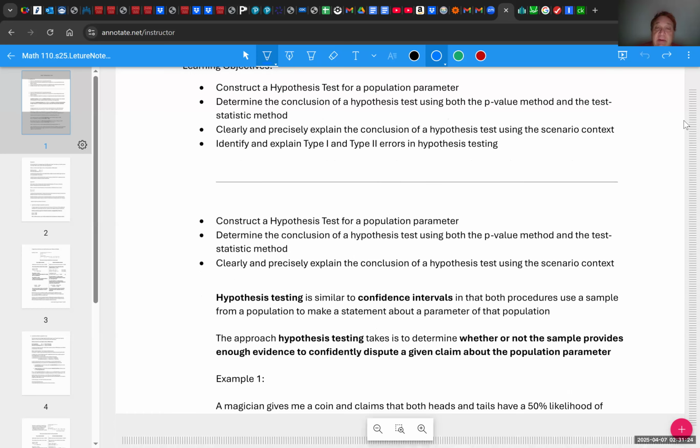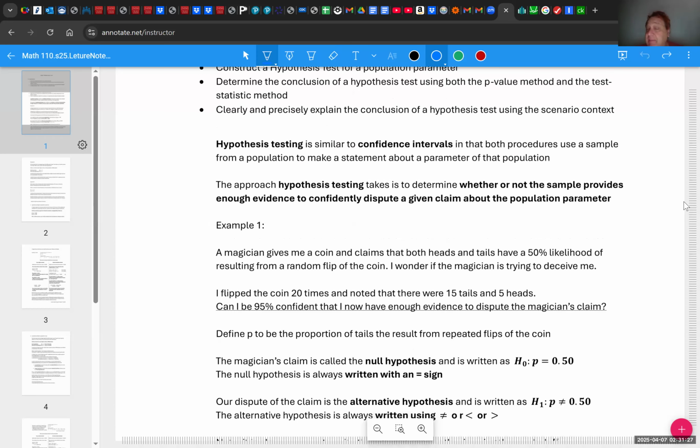So I have a little blurb here about that. Hypothesis testing is actually similar to confidence intervals, which we studied in the previous chapter. Both procedures use a sample from the population to make a statement about a parameter of the population. So if I'm trying to make a statement about the proportion of a population, I look at a proportion of a sample of that population. If I'm trying to make a statement about the mean of a population, then I take a sample and look at the mean of that sample in order to make a statement about the mean of the population.